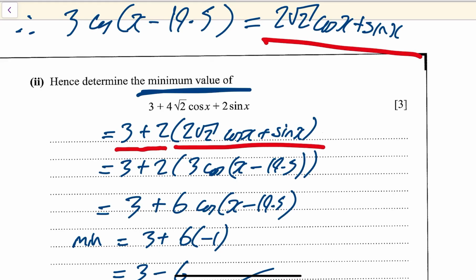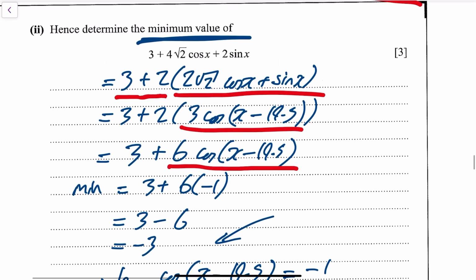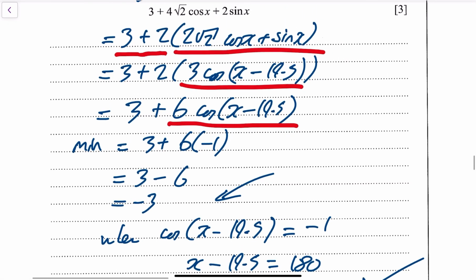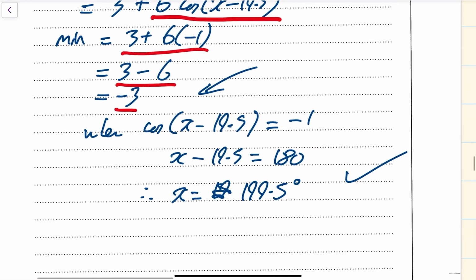And remember this thing, we could say that's the same as 3 cos x minus 19. And then 2 times 3 is 6 cos x minus 19. Question just says find the minimum value of this thing. The minimum value of cos is minus 1. So the minimum value of our thing will be 3 plus 6 times minus 1, which is 3 minus 6, which is minus 3.